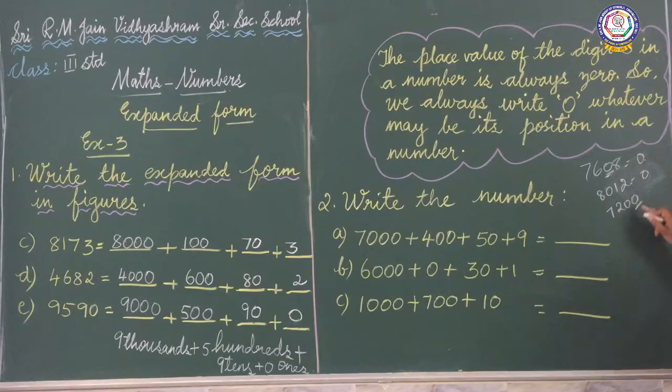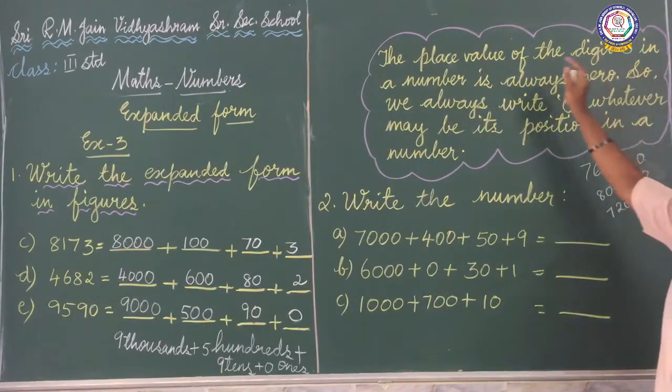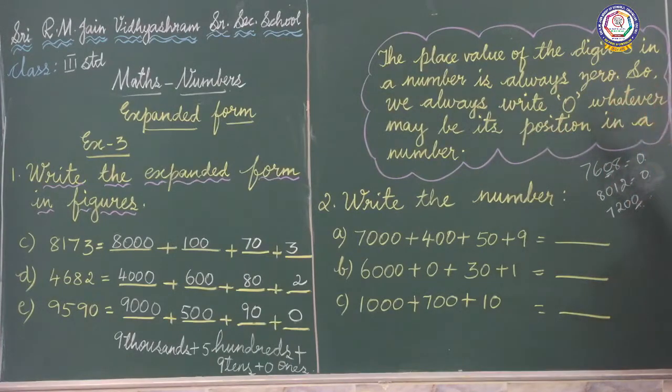Next, 7200. What's the place value of this 0? Ones. So you don't write 1 here. The place value of 0 is 0 only. See, the place value of the digit 0 in a number is always 0. So we always write 0 whatever may be its position, that is ones or tens or hundreds or thousands. Whatever its position, you have to write the place value 0 only.